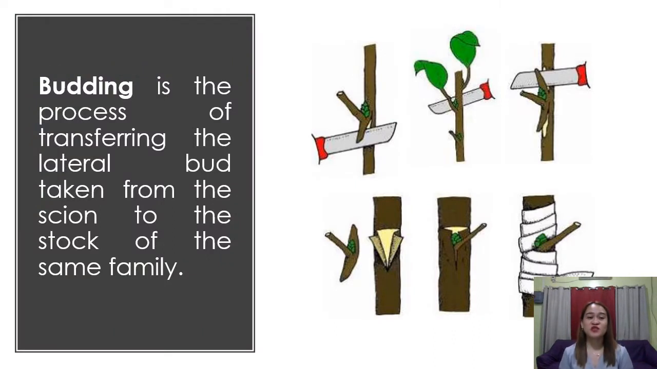The next method is budding. Budding is the process of transferring the lateral bud taken from the scion to the stalk of the same family. You have there an illustration of how the budding method is done.